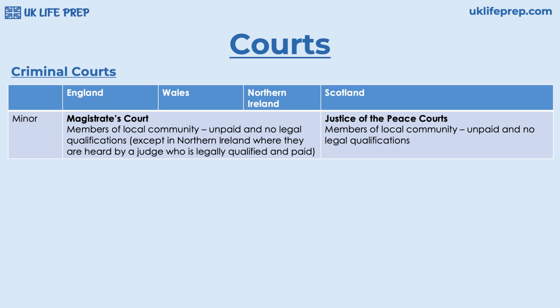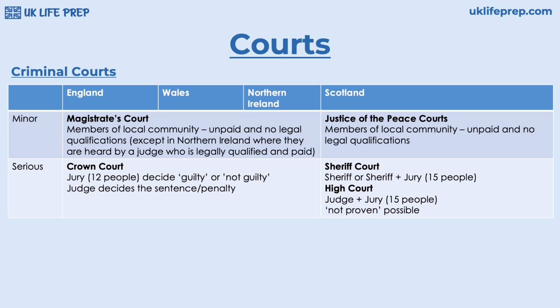Let's first look at criminal courts. For minor criminal offences in England, Wales, and Northern Ireland, the magistrates court deals with them. And in Scotland, it's the Justice of the Peace Courts. For serious criminal offences, in England, Wales, and Northern Ireland, it's the Crown Court, where there's a jury of 12 people who decide guilty or not guilty. And in Scotland, you have the Sheriff Court, with a jury of 15 people, and the High Court, with a judge and jury of 15 people.